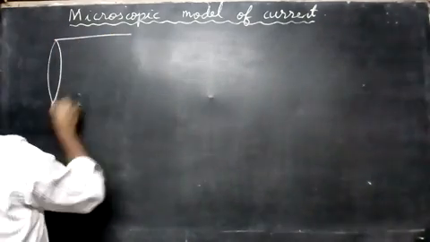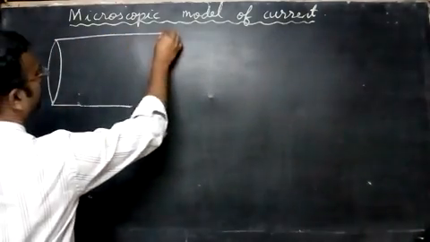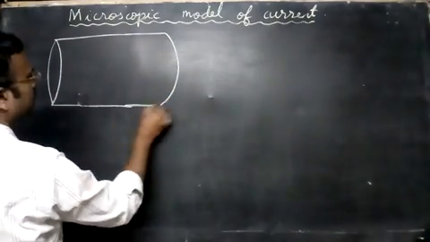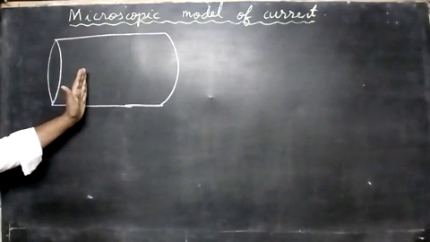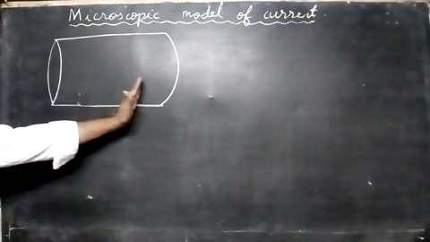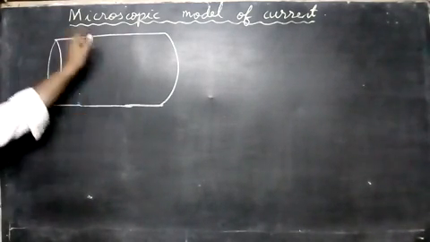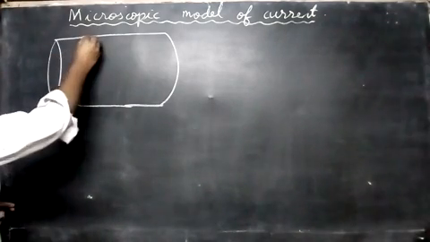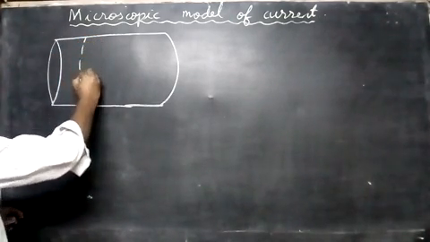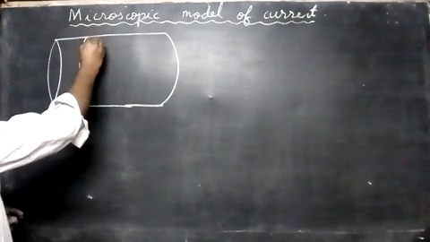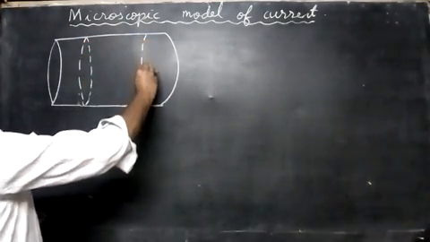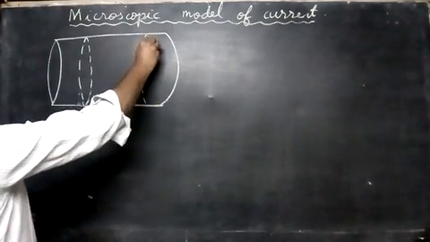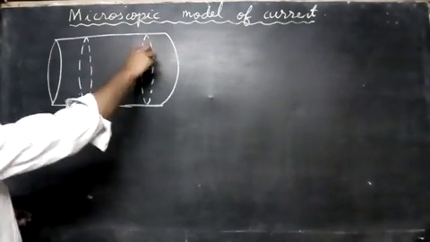Like this. Then we imagine that electrons travel from this part to this part, inside the conductor. So this is like a conductor, a wire. I'll take a region here like this. Electrons travel from this part to this part.